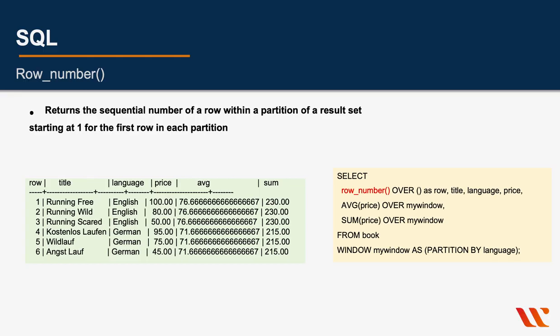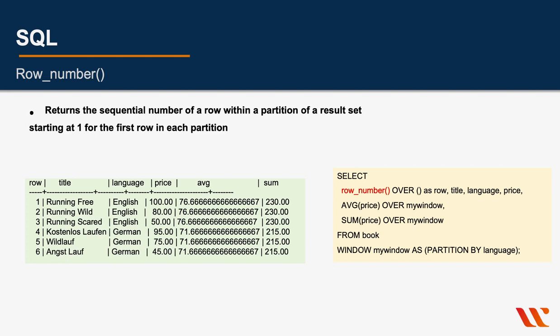Now the row number numbers the output of a result set. It returns the sequential number of a row within a partition of a result set, starting at 1 for the first row in each partition. The row number is a temporary value calculated when the query is run, so this doesn't persist. So you can see the example here.